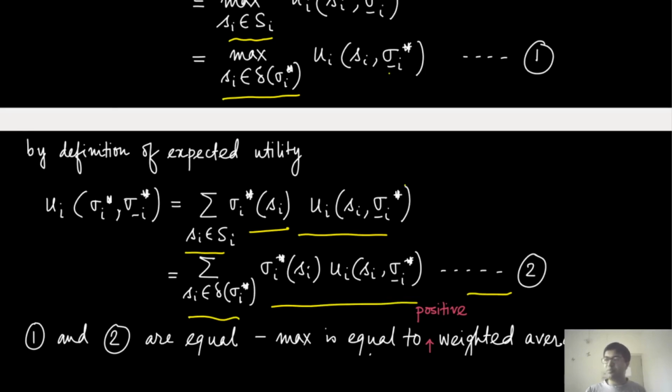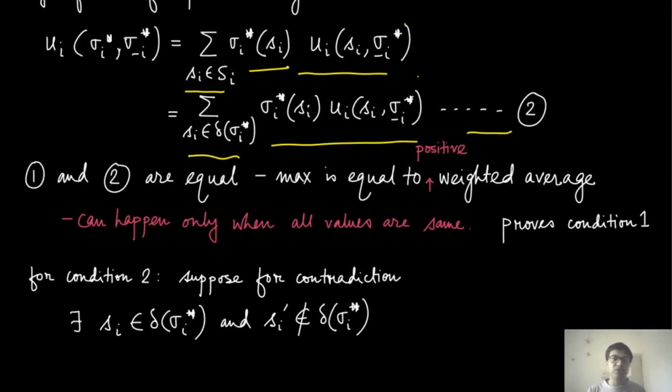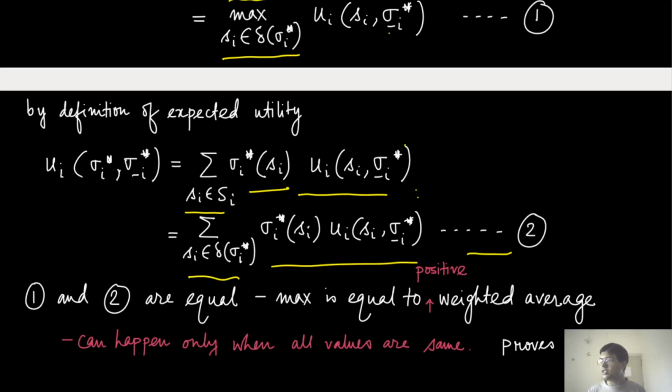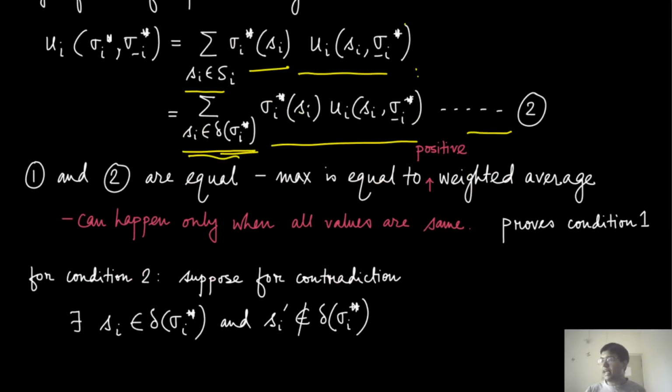Now there is a point that we need to observe here. 1 and 2 are equal. Maybe you can go and take a look at the expressions once more. You see that we are taking a weighted sum over the set, the support of sigma I star, and that is equal to the maximum of that set. So when can that happen? Maximum is equal to the positive weighted average. This can only happen when all the values are same, right?